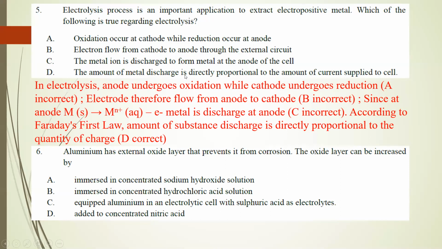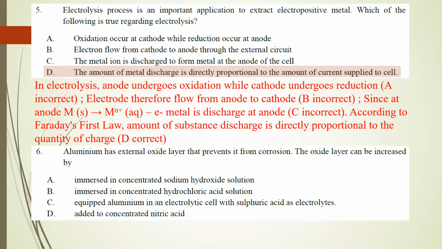So the amount of the metal discharged is directly proportional to the current supplied to the cell. This is according to Faraday's first law, which says that the amount of the substance discharged is directly proportional to the quantity of charge. So the best answer in here is D. Then we go to number 6. Aluminium has an external oxide layer that prevents corrosion.